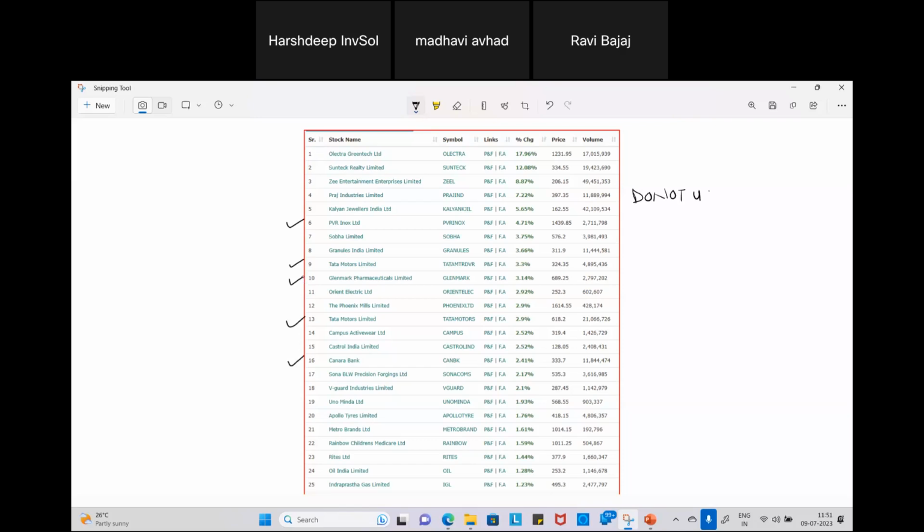Do not use F&O if you are new to F&O, but want to start.